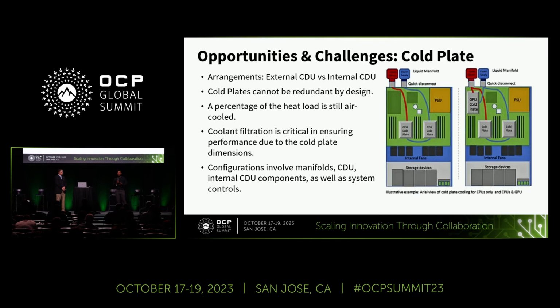Finally, the coolant filtration. Because of the bore sizes and the clearances involved with cold plates, you need to pay really close attention to your filtration as compared to the other liquid cooling topologies. And then we talk about cold plates as one component, but you have to remember they're part of a closed loop. So you have to look at your manifolds, your CDUs, etc., as part of your concurrently maintainable solution.